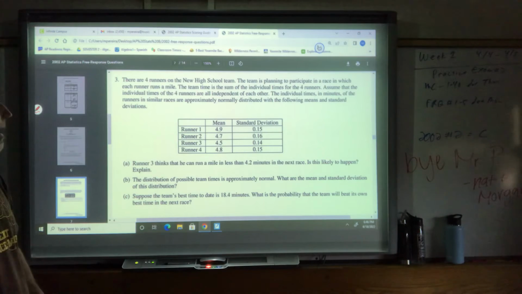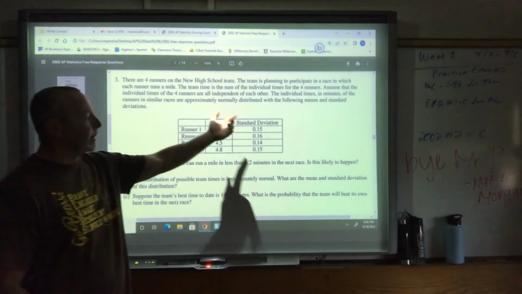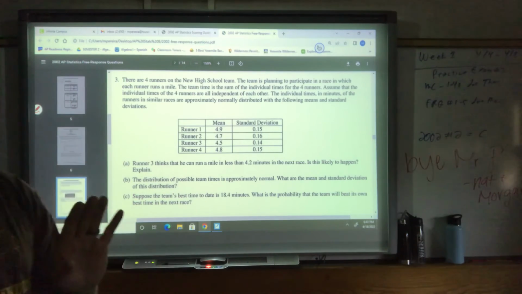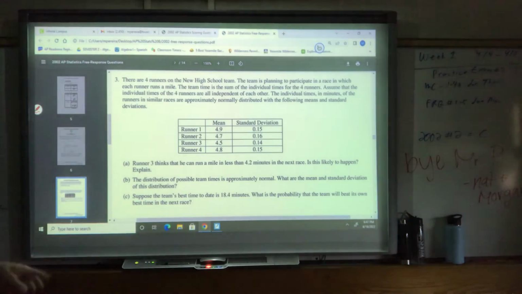The individual times in minutes of the runners in similar races are approximately normally distributed. We're looking for that. That means I'm going to do normal CDF. It's already normally distributed, so I don't really have to do any conditions here for a group.